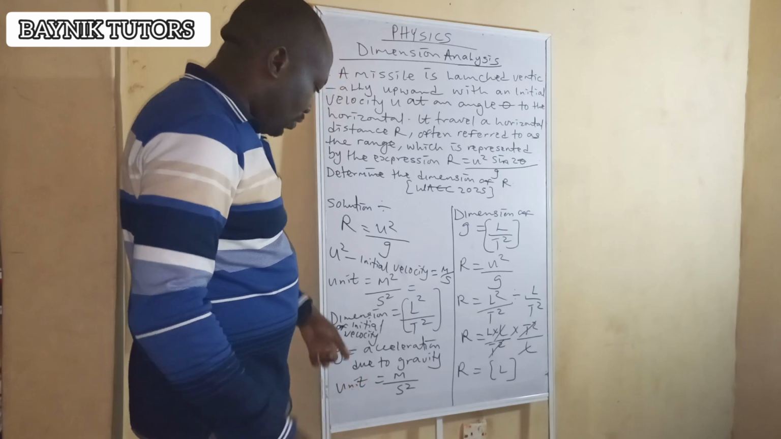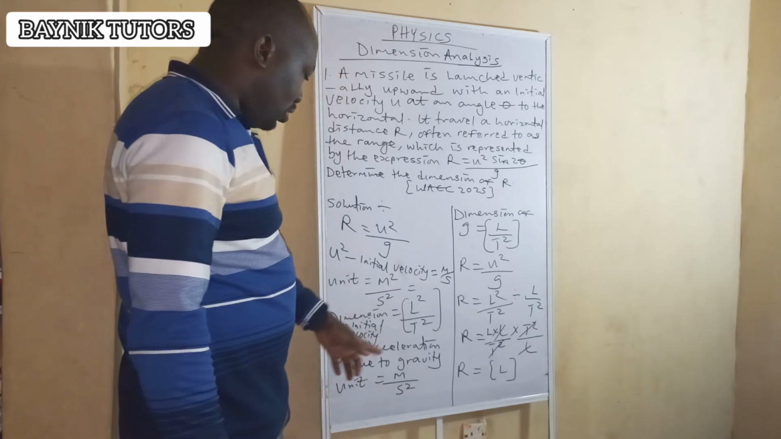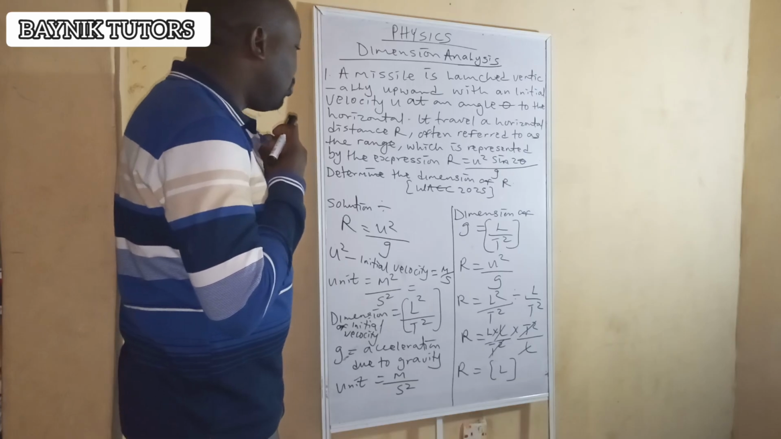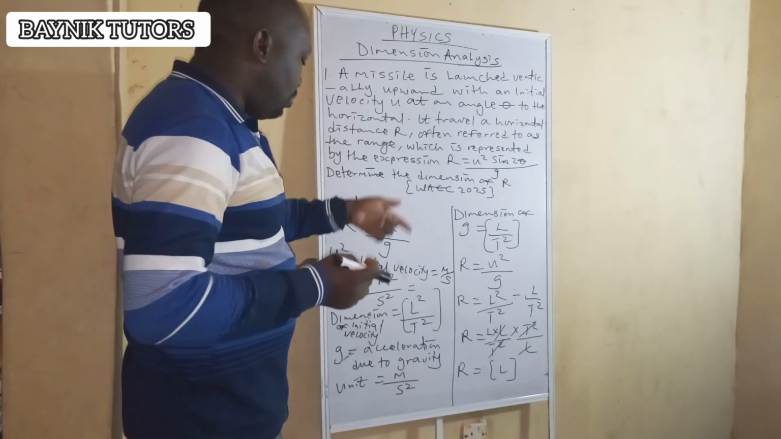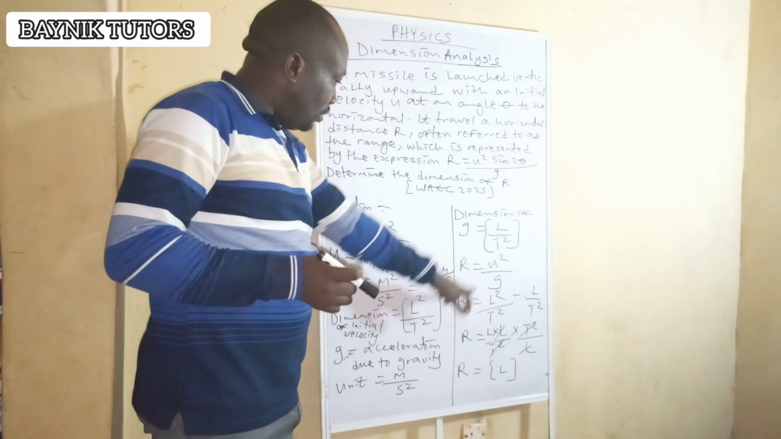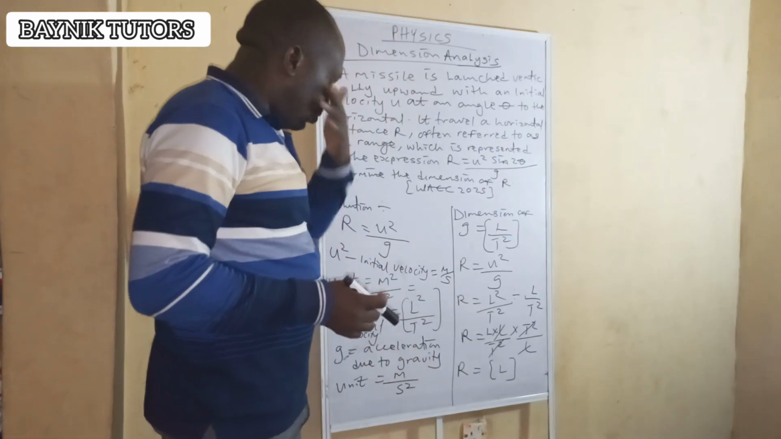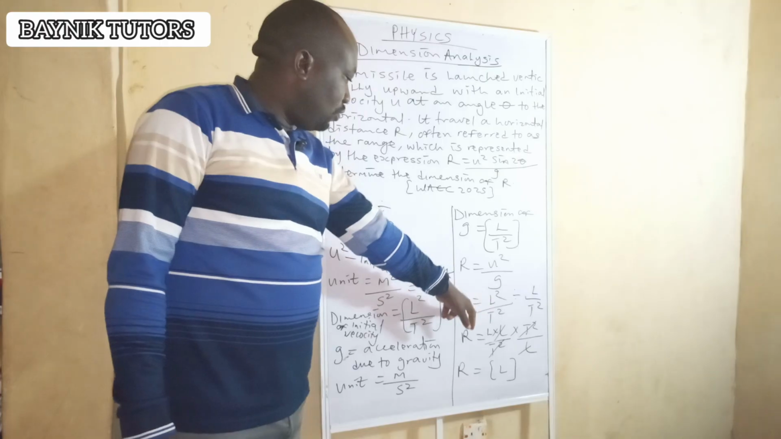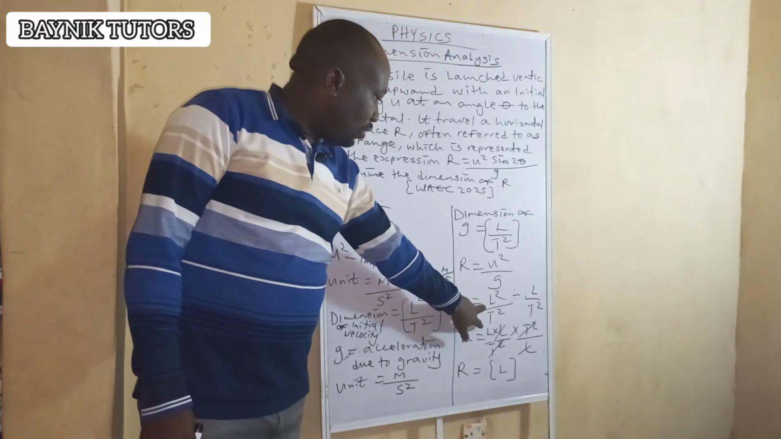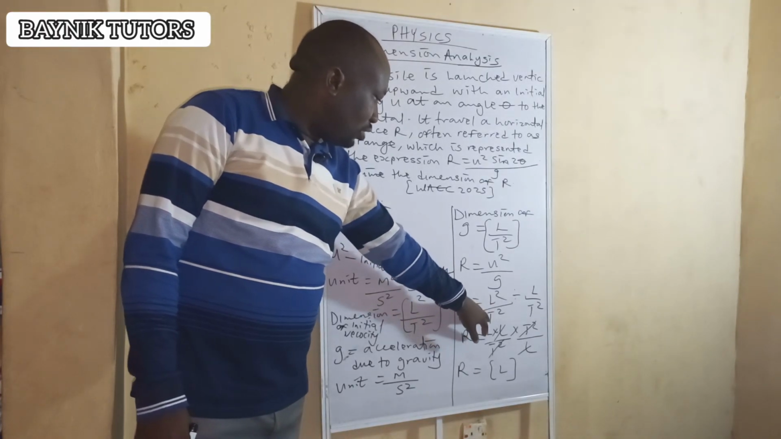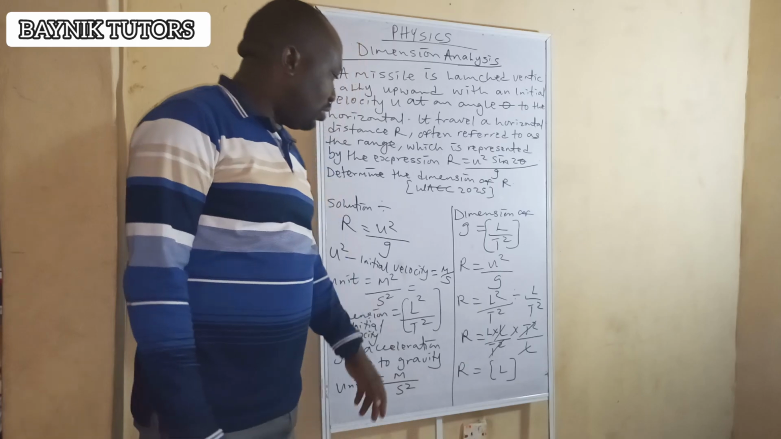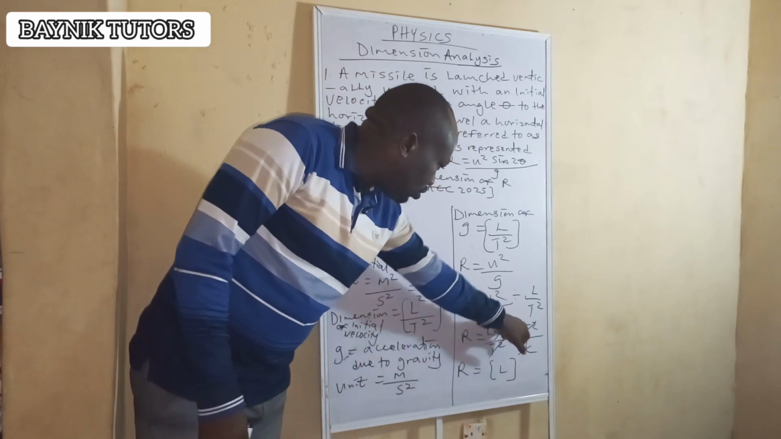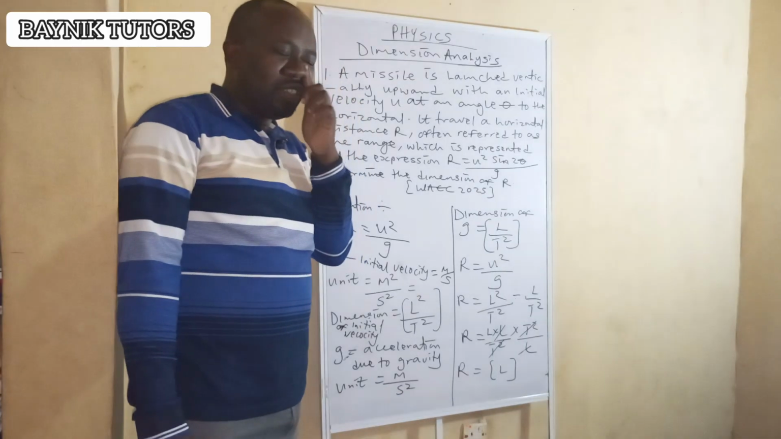Then for the acceleration, g is acceleration due to gravity, the unit is meter per second squared. So the dimension of g will be meter is L, and here is T, that will be T squared. So the range will now be u squared over g. This is the dimension for the initial velocity, L squared over T squared, divided by L over T squared. So at the end, one of these L will cancel this, T squared will cancel T squared, remaining only L. So that's the range.